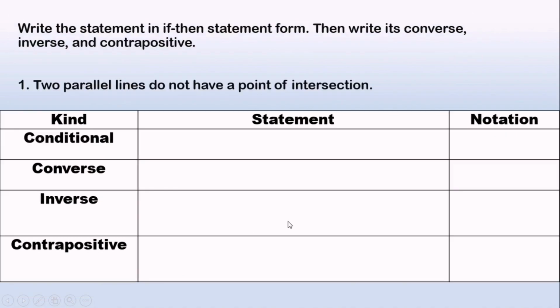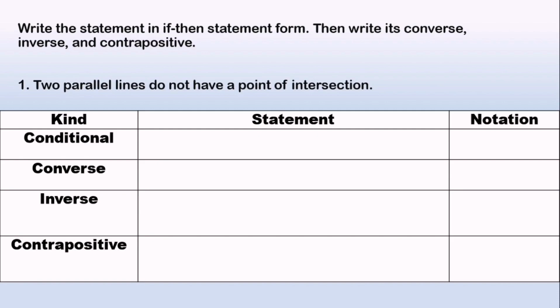So, next, write the statement in if-then statement form. Then write its converse, inverse, and contrapositive. Try to stop muna yung video na to, then try to answer. Then, i-check mo lang yung sagot mo mamaya. Okay, number 1, two parallel lines do not have a point of intersection.